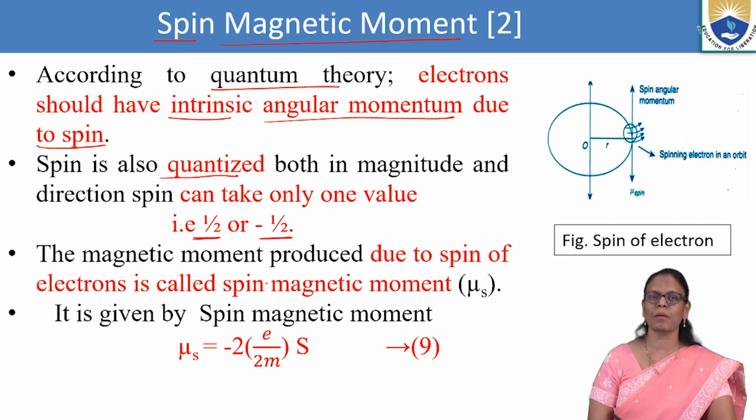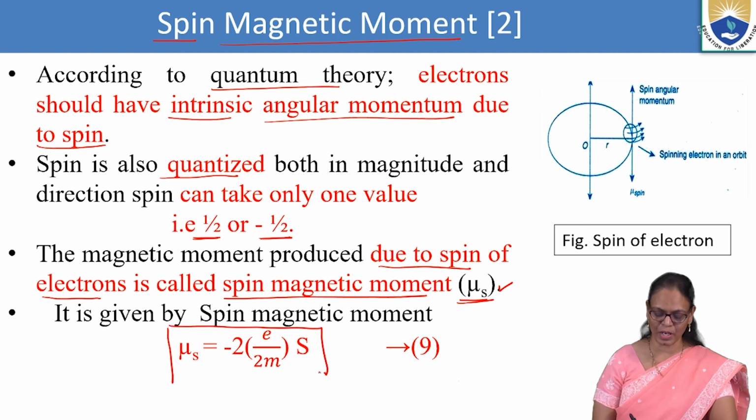So the magnetic moment that is produced due to the spin of the electrons, we call it the spin magnetic moment, and it is denoted by mu s. So mu s denotes the spin magnetic moment of the electron, and mu s is given by minus 2 into e by 2m into s.